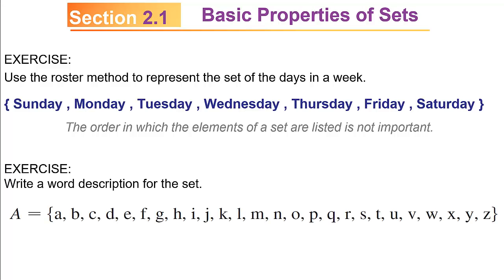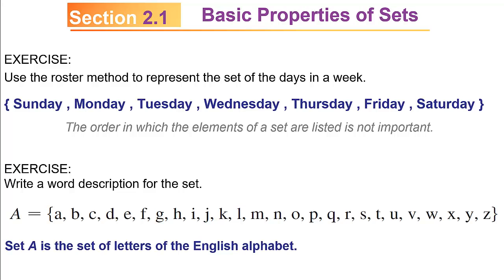How about this one? Write a word description for the set, capital A equals, and then inside of the braces, you've got A, B, C, D, E, F, G, H, I, J, K, L, M, N, O, P, Q, R, S, T, U, V, W, X, Y, Z. How would you describe that? Well, I would say A is a set of letters of the English alphabet, and I say the English alphabet because there are other alphabets besides the English alphabet, and they're not all the same.